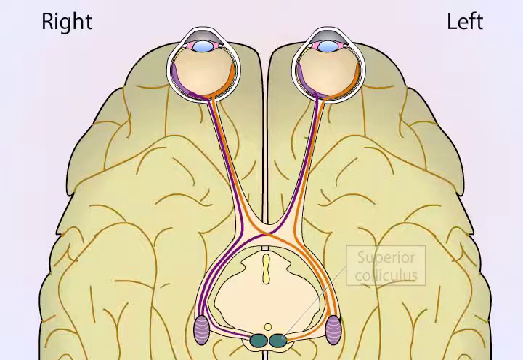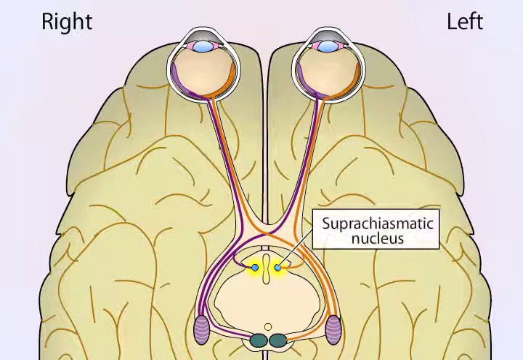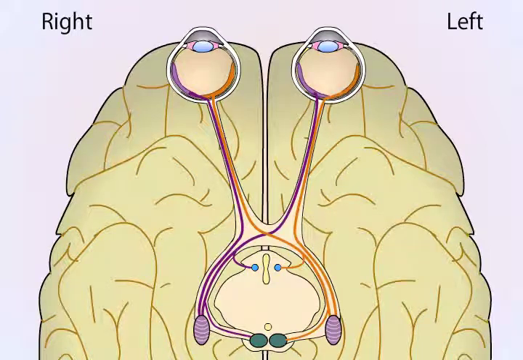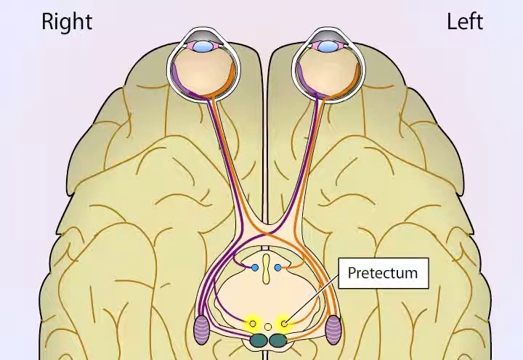Small bundles of optic tract axons also project to the suprachiasmatic nucleus in the hypothalamus. Cells in the suprachiasmatic nucleus are involved in the control of daily or circadian behavioral rhythms related to the light-dark cycle. Finally, optic tract axons from still other ganglion cells project to a collection of neurons that lies between the thalamus and the midbrain in a region known as the pretectum.